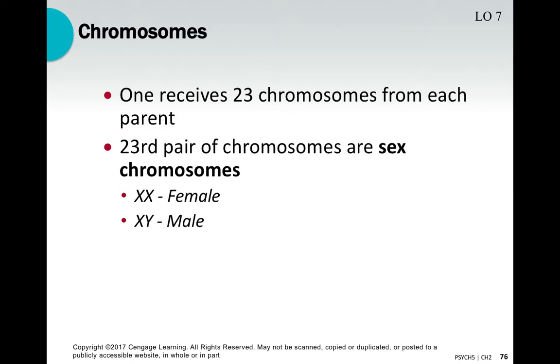Chromosomes, we talked about chromosomes a minute ago. You have 23 pairs from each parent. Your biological sex is determined by those chromosomes. Two X's, of course, would result in being born biologically female. An X and a Y result in being born biologically male.